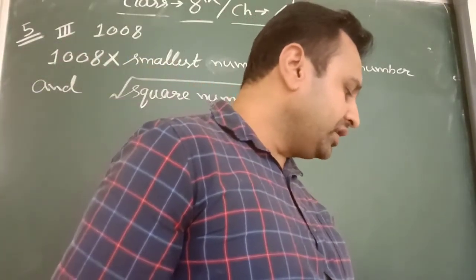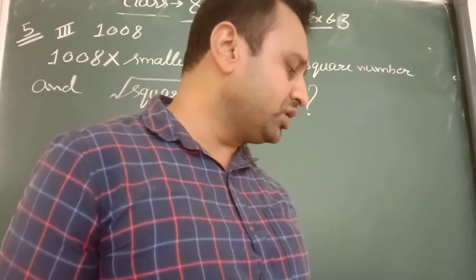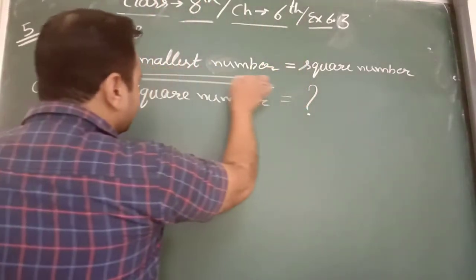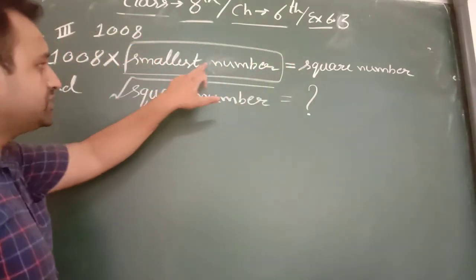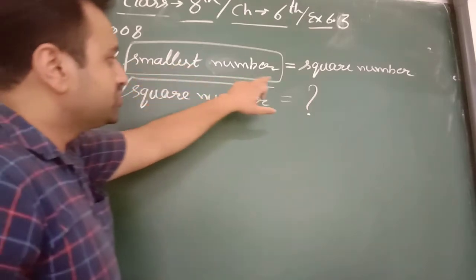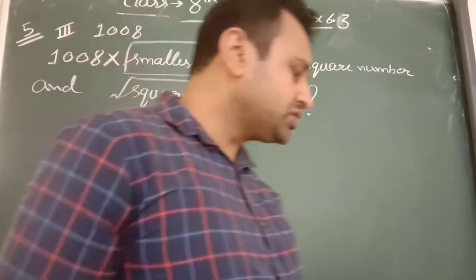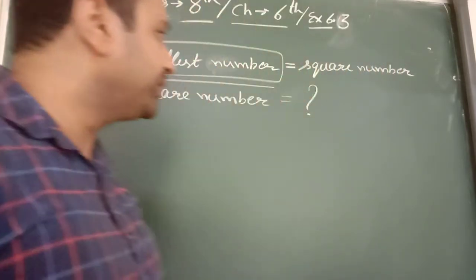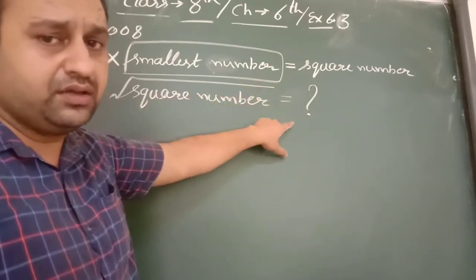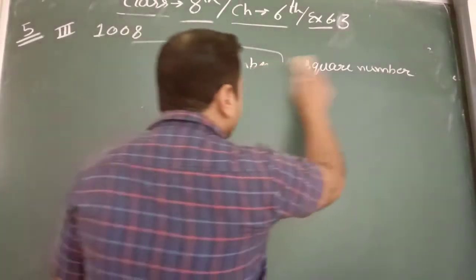Question number 5: for each of the following numbers, find the smallest whole number by which it should be multiplied. It means we have to find the smallest number by which 1008 must be multiplied so that it becomes a square number, and also find the square root of the square number so obtained. We also have to find the square root of the square number we get. So in this question we have two answers.